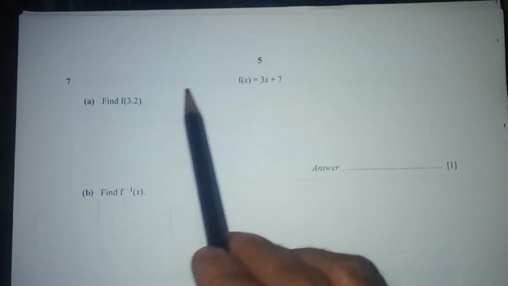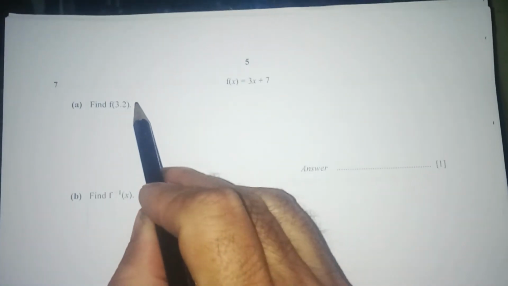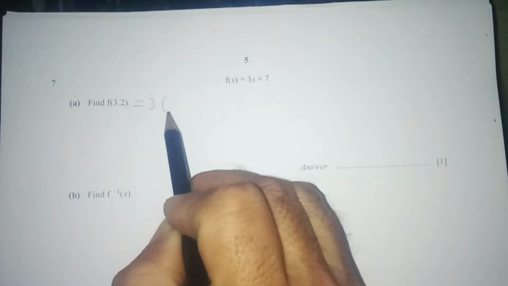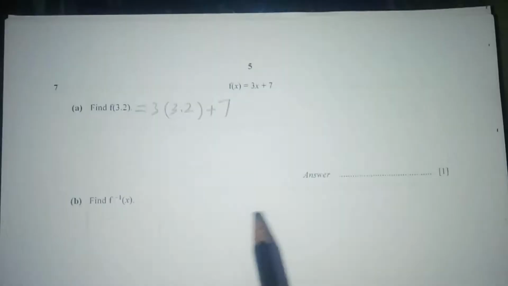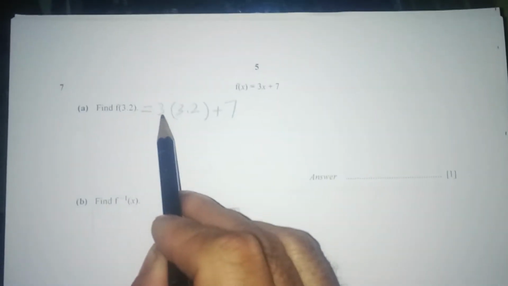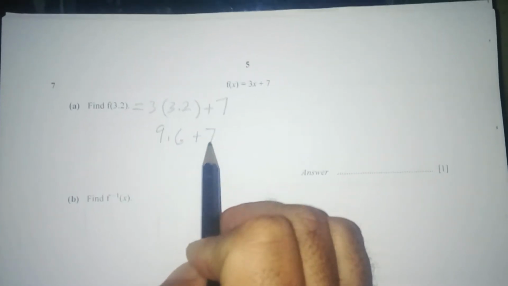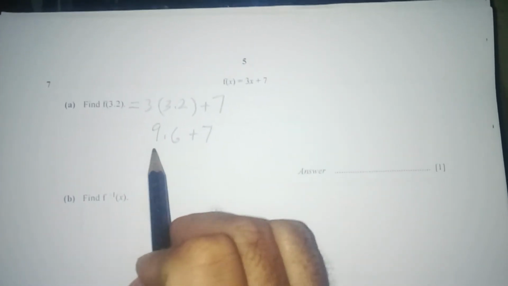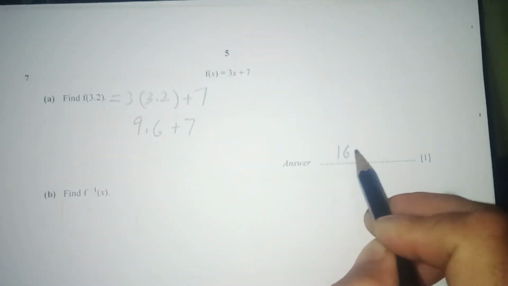So in place of x there is 3.2, we have to put 3.2 in x. So it is 3 into 3.2 plus 7. If we multiply 3 into 3.2, it is 9.6 plus 7, and if we add them, it is 16.6. The answer is 16.6.